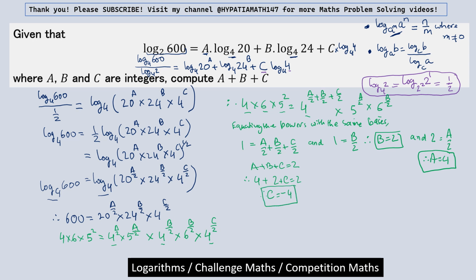So now the final answer, a plus b plus c equals 4 plus 2 minus 4, that is equal to 2. So the answer is a plus b plus c equals 2.